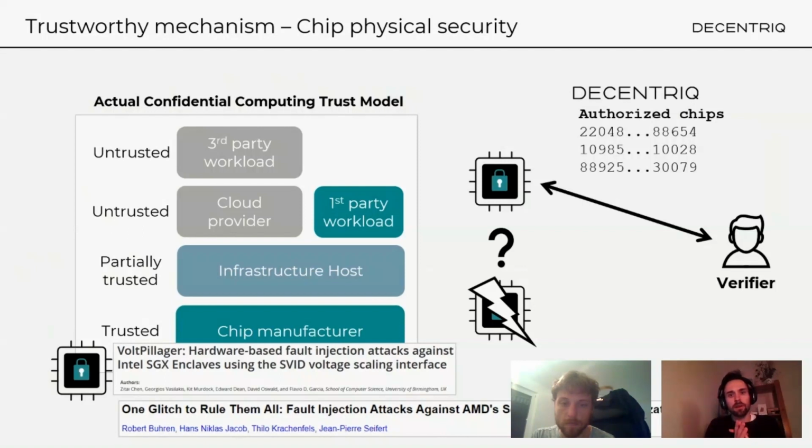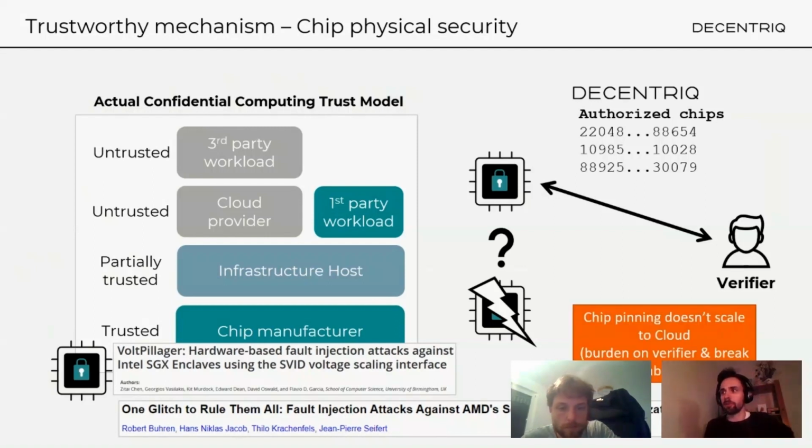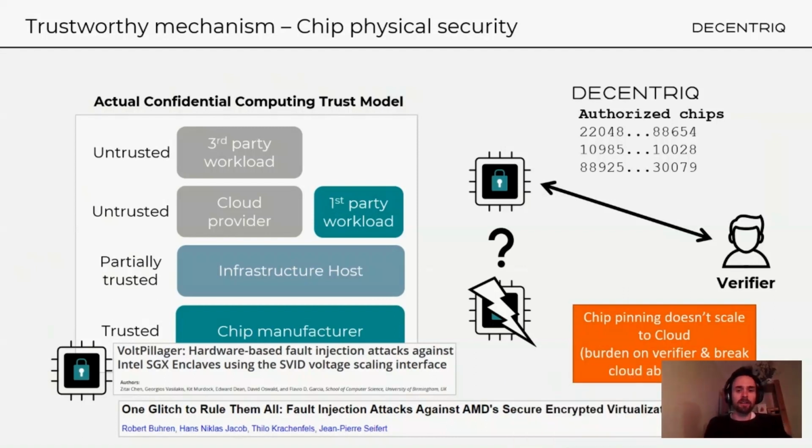What we're doing at Decentriq is that, because we care very much about that problem, we've been pinning in the verification procedure exactly which chip is allowed to run our platform. So this mitigates the security issue. It comes with its own set of problems. It doesn't scale mainly because it puts a lot of burden on the verifier, and it also breaks the cloud abstraction where we need to have access to the specific hardware when the cloud is trying to abstract that usually.